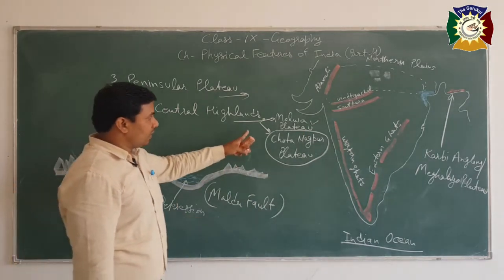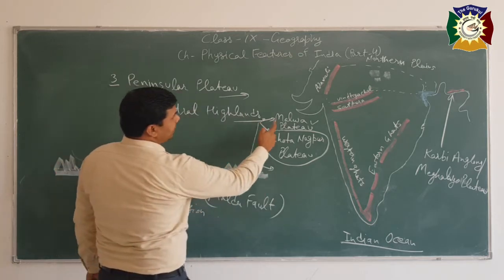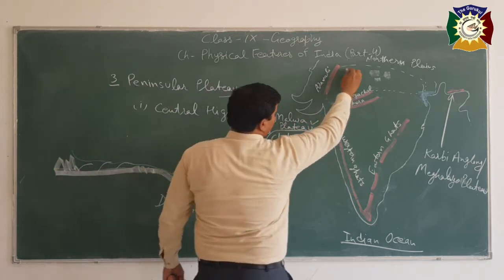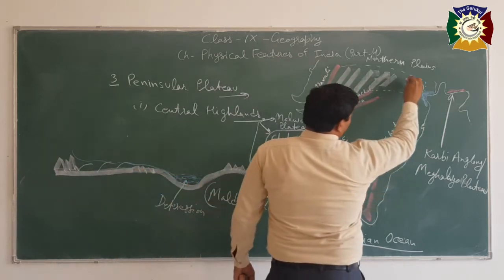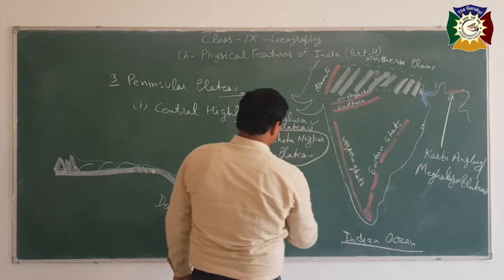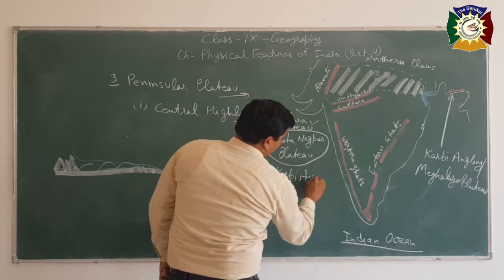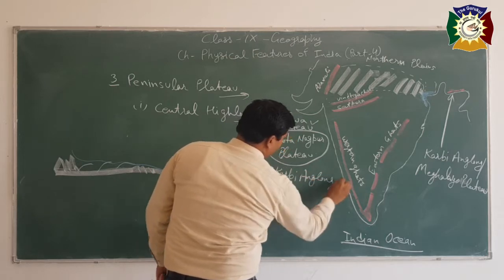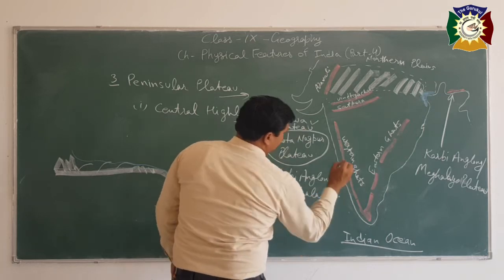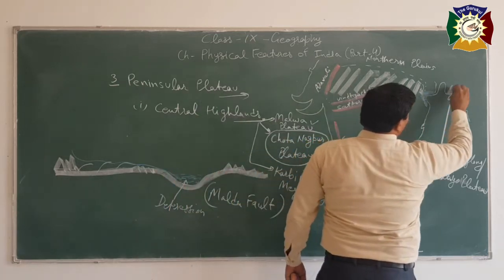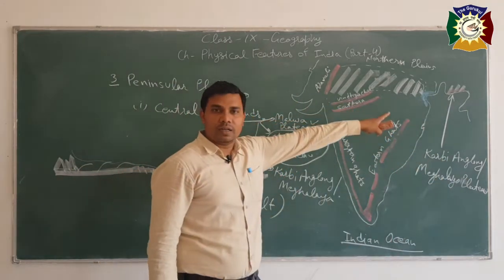So we can say the central highlands can again be divided into the Malwa plateau, this area, the Chota Nagpur plateau, this region, and the third one is the Karbi Anglong or Meghalaya plateau, this part. So this is about the central highlands.